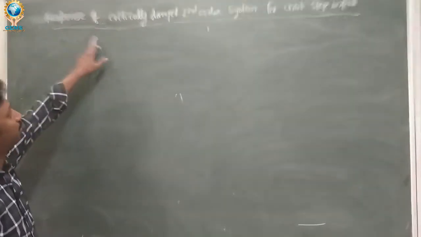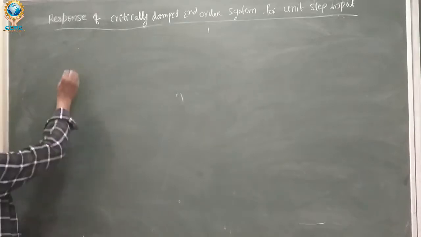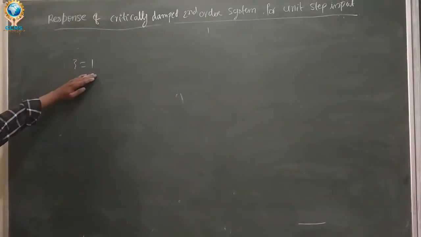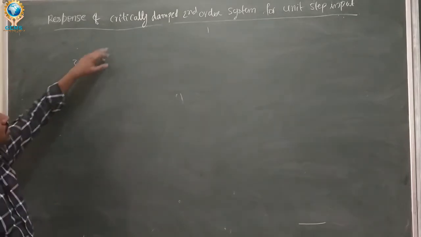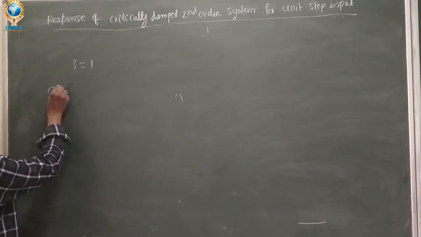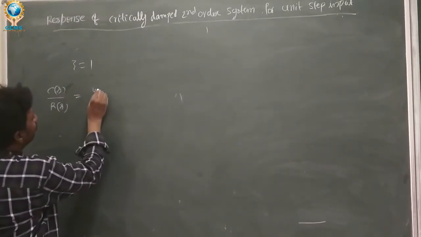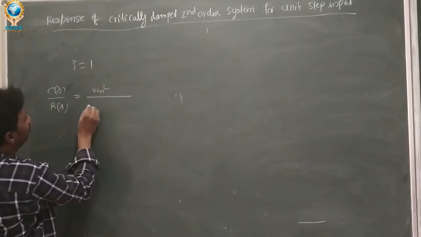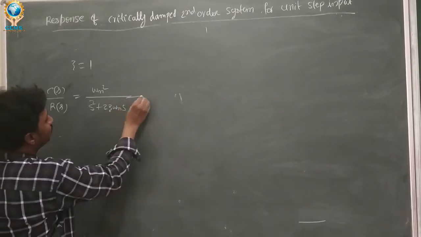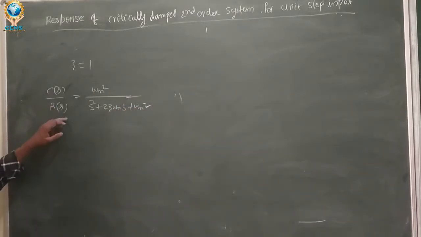Next, we are going to derive the expression for a critically damped second order system for unit step input. You know that when zeta is equal to 1, the system is critically damped. So you know the transfer function C of s by R of s is equal to omega n square by s square plus 2 zeta omega n s plus omega n square, right? So you know this transfer function.